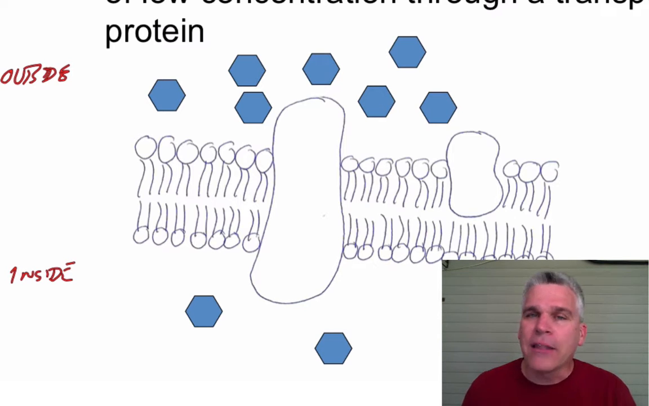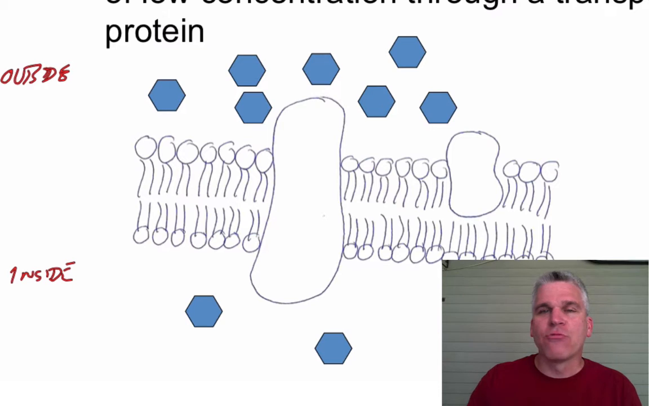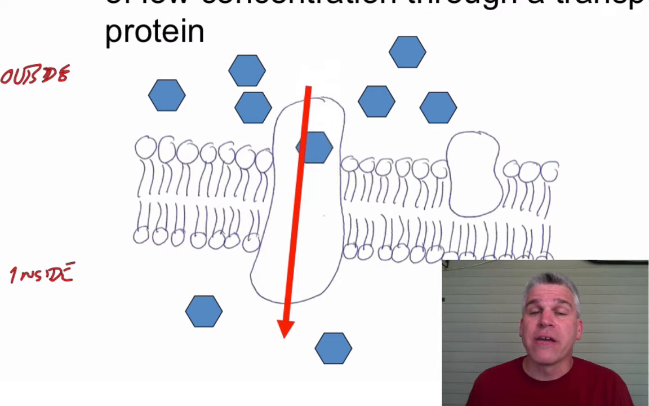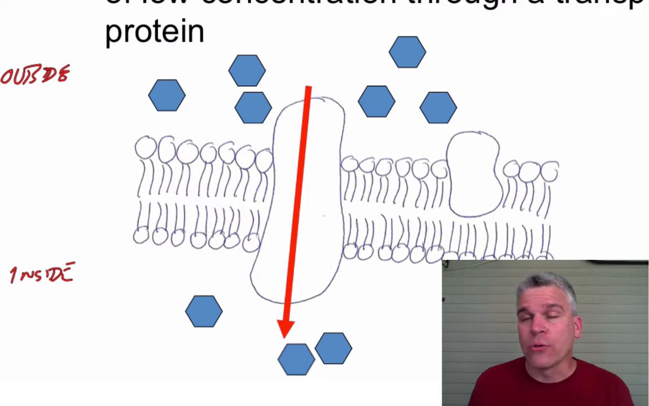But this is a big molecule. Remember, glucose, C6H12O6, that's 24 atoms. It can't just simply pass through those phospholipids, so it needs some help. And it's going to end up passing through those carrier proteins. And these carrier proteins, though, are specific. In other words, this particular carrier protein would only allow for glucose to get in.